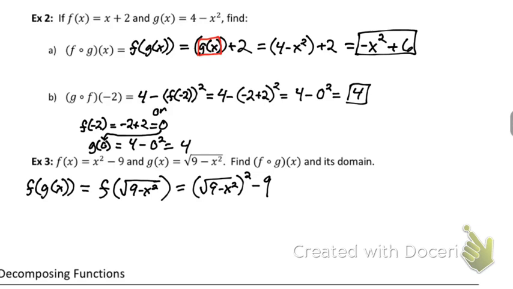Okay, we can go ahead and simplify that. That will become 9 minus x squared minus 9, which would just equal a negative x squared.